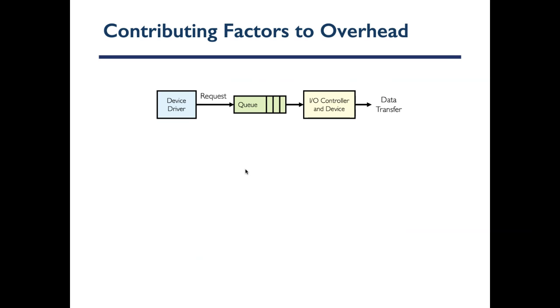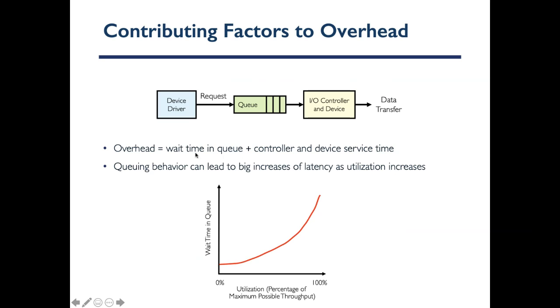Now, what are the contributing factors to overhead? If you look at this figure, we'll see that overhead is basically the time a request spends inside the queue, and then the time that the request spends inside the controller, and after that in the device. So let's focus on this wait time in queue. Let's focus on this queue.